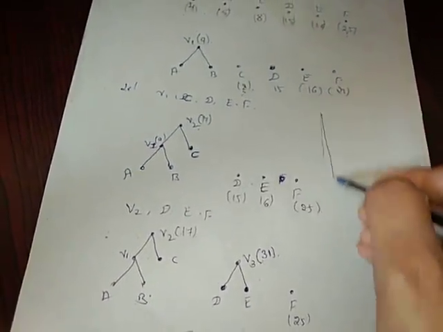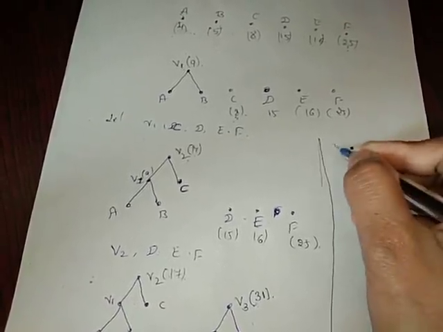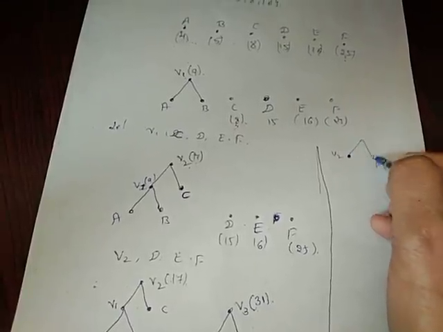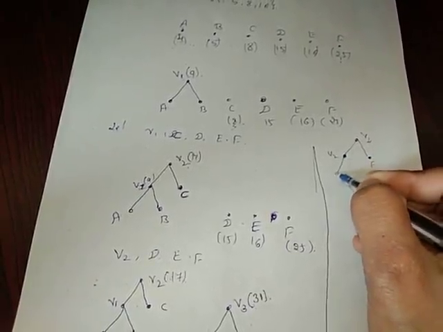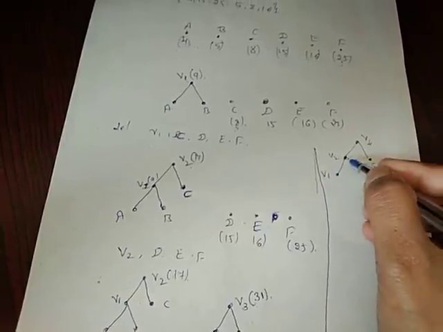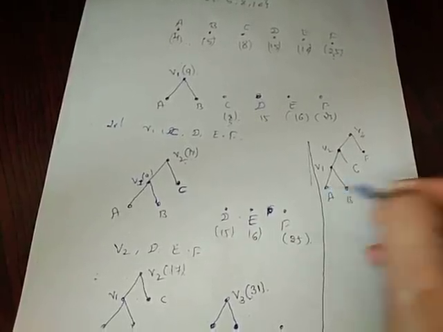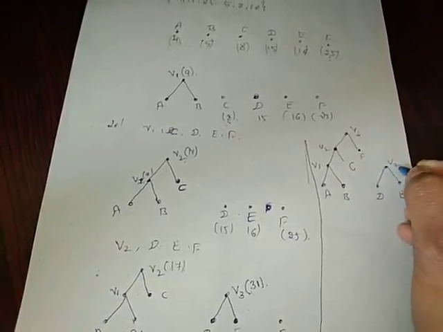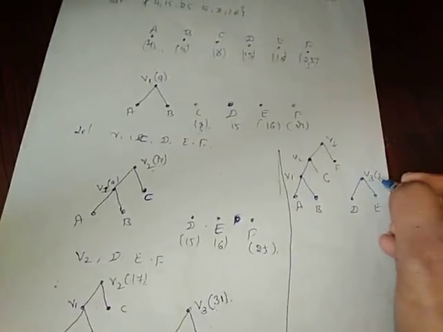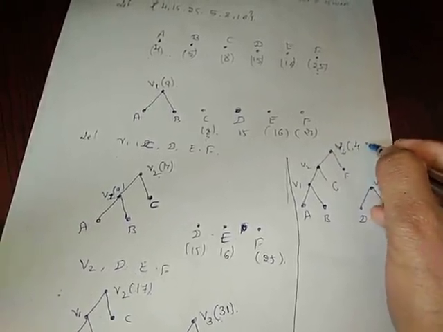So then the graph becomes: V2 and F become children of the new vertex V4, and the remainings are as it is: V1, C, A, B, D, E, V3. V3 having the weight 31. Assign a weight for V4, that is 17 plus 25, 42.